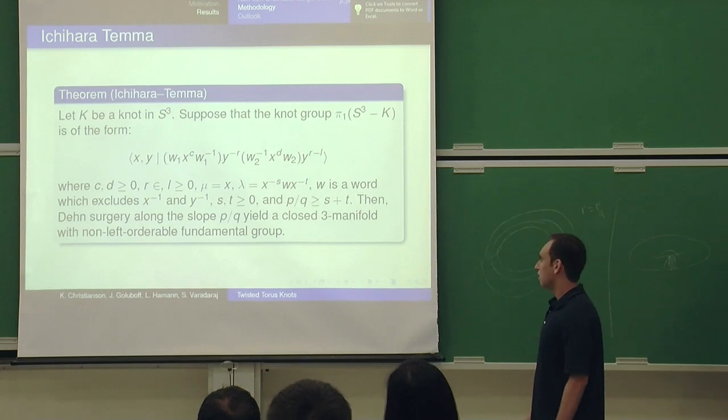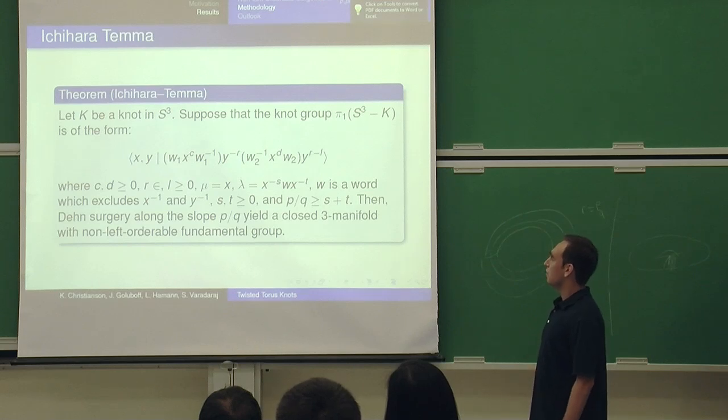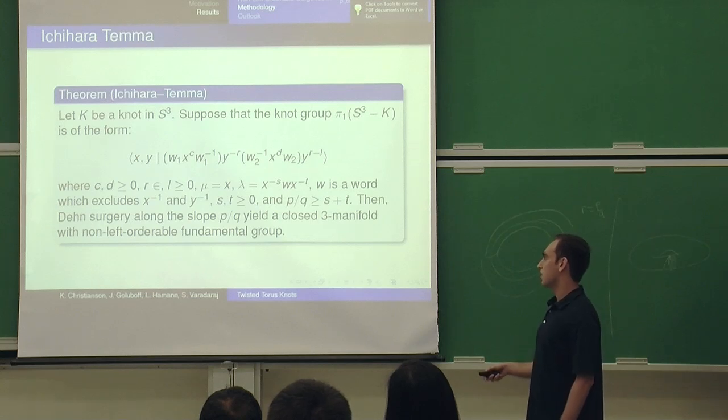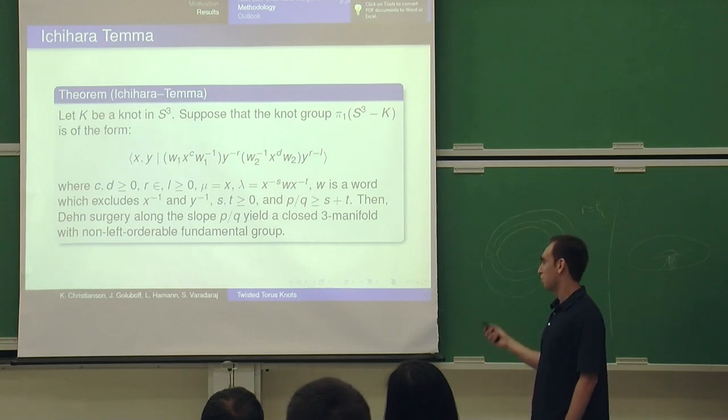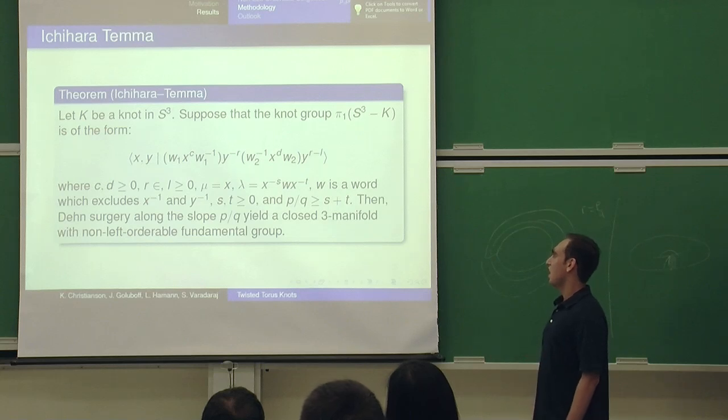As Srikar mentioned earlier, Ichihara and Tema did a lot of work analyzing global fixed points. They basically said if you have the knot group in a specific form, then every homomorphism from the corresponding quotient group after Dehn surgery to Homeo R plus will have a global fixed point, and by the same argument that I walked through earlier, hence will not be left-orderable. But unfortunately, the condition that the knot group is of this form seems to be a little strict.